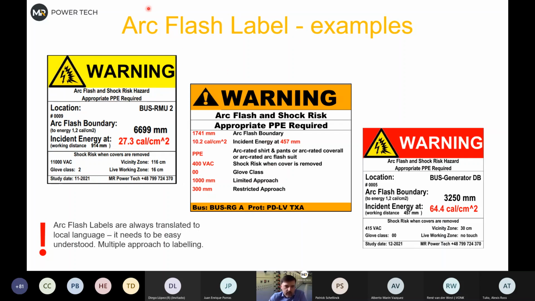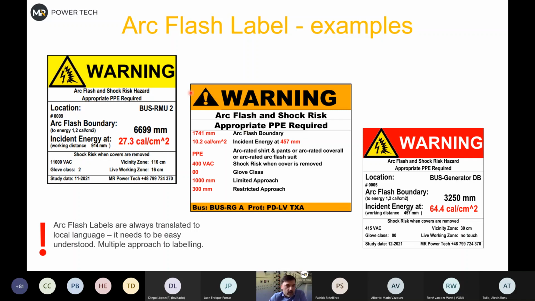There are multiple ways labels can look. To be honest, I don't know, it's more than 50, probably more than 100 templates. It depends on software again. There are some requirements on what might and might not be on the label. Important to know is that it always has to be in local language. So it's not that it always goes in English. If I have a project in Poland, it's in Polish. If it's in France, it's in French, and so on. In Germany, it's in German.